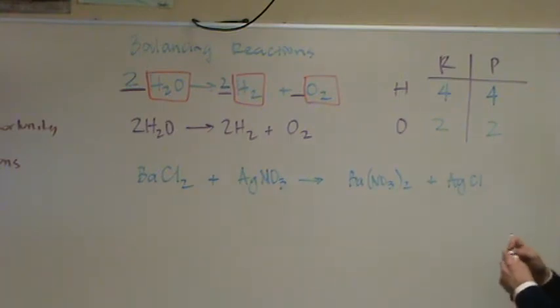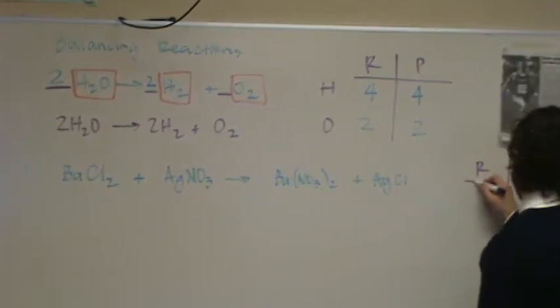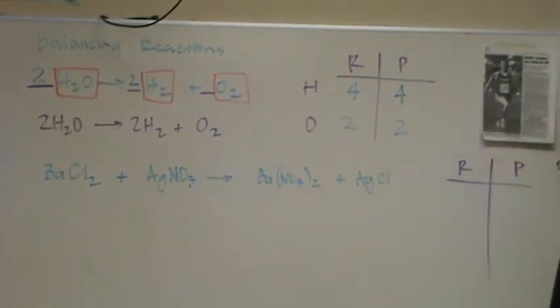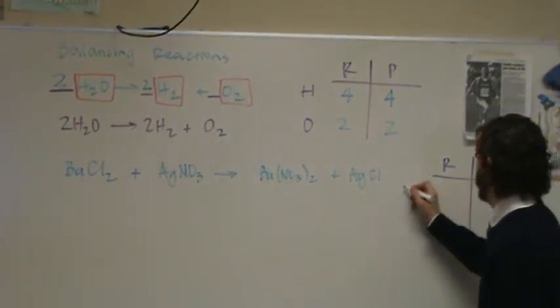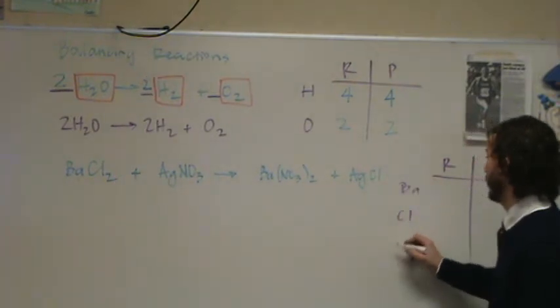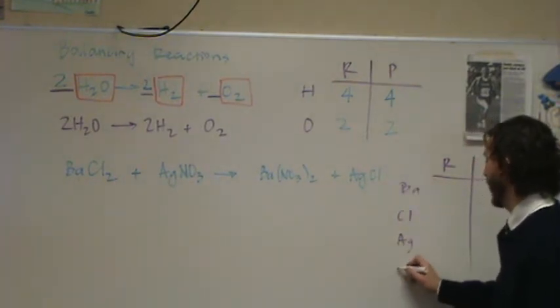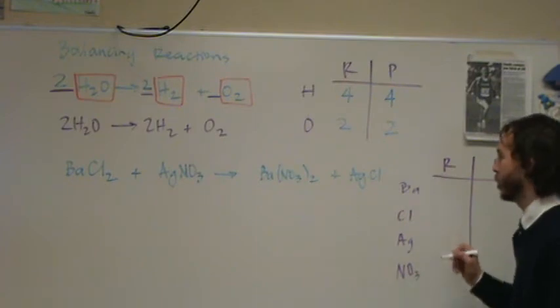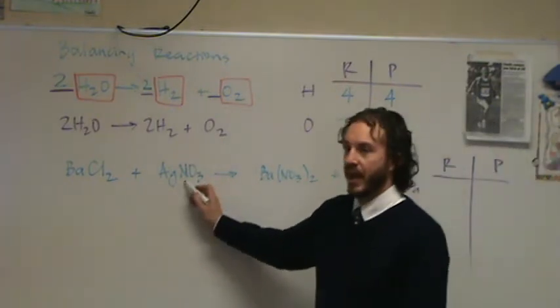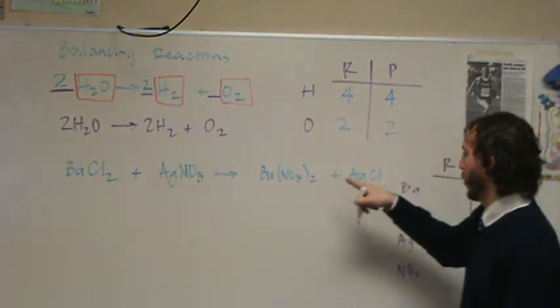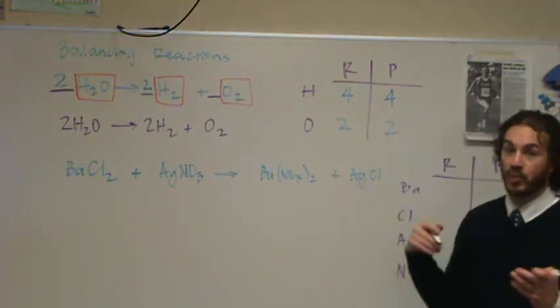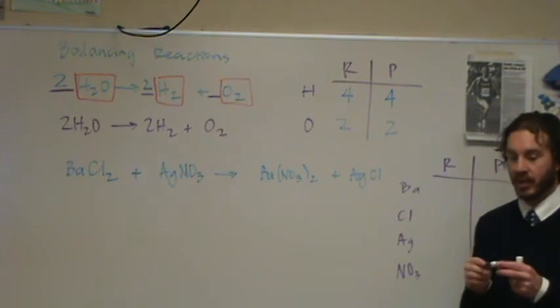Now there are some hints that will help you out here for balancing reactions. I know that we said it's kind of a trial and error process, but there are a couple of things that will help you, and I'll point some of them out here for you. What do we have here? We've got barium, we've got chlorine, we've got silver, and we've got nitrate. Now here's one of the hints. Treat this nitrate as one thing, okay? Very rarely will this NO3 be broken up over here. So you can treat it as one element. It makes your life a whole lot easier, okay?